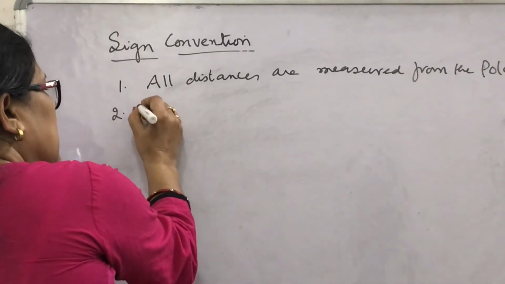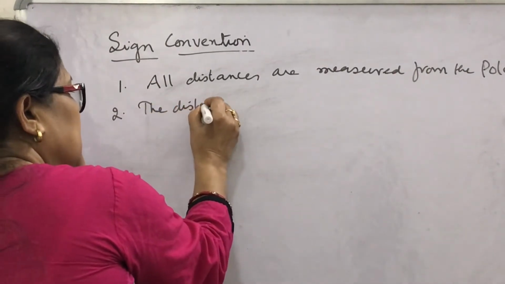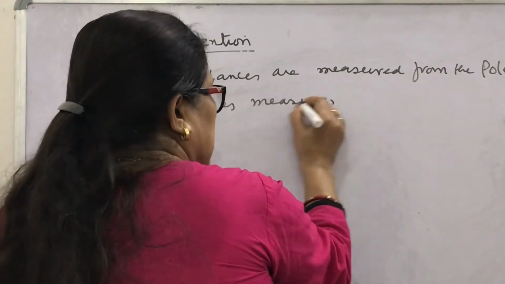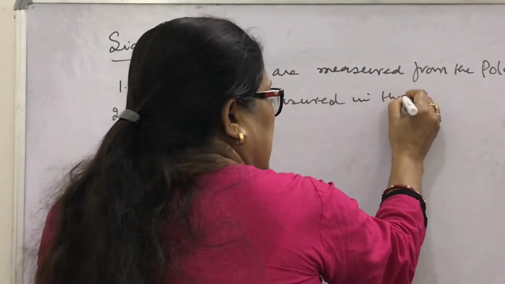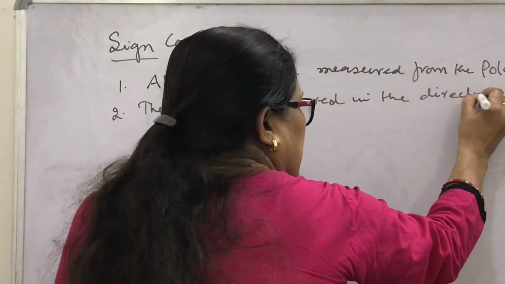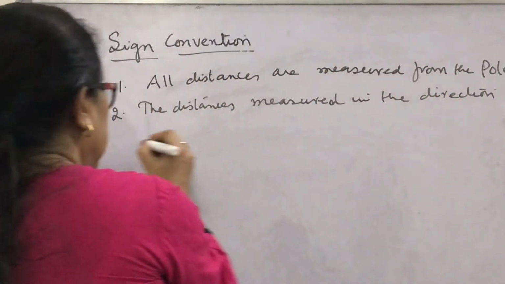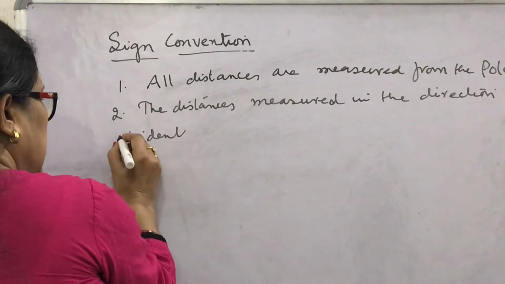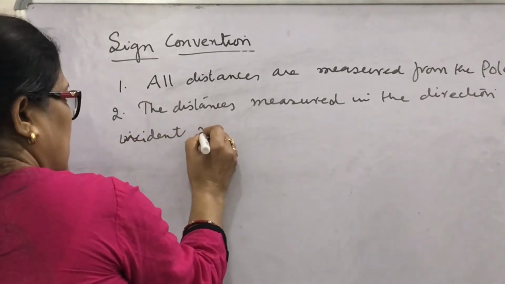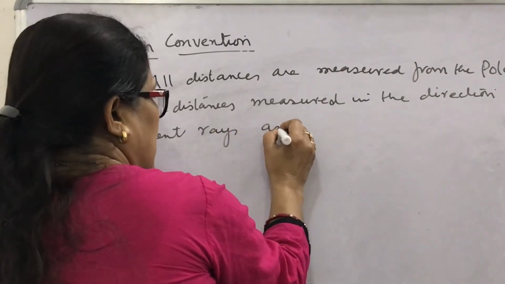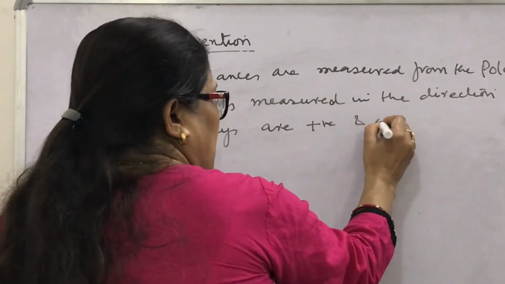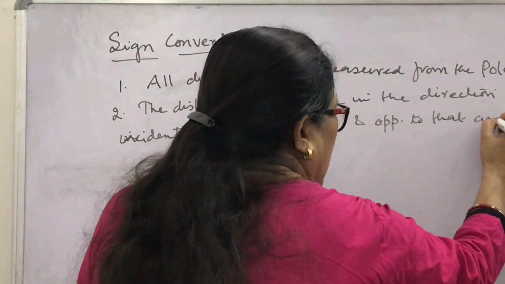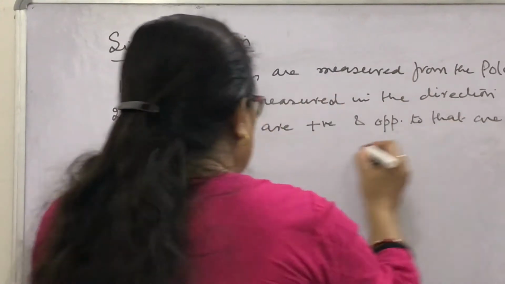The second rule says that the distances measured in the direction of the incident ray are positive, and those opposite to that are taken with a negative sign. Okay.